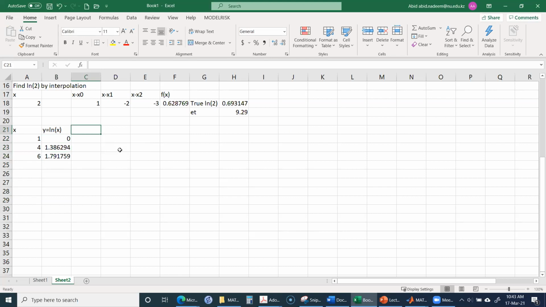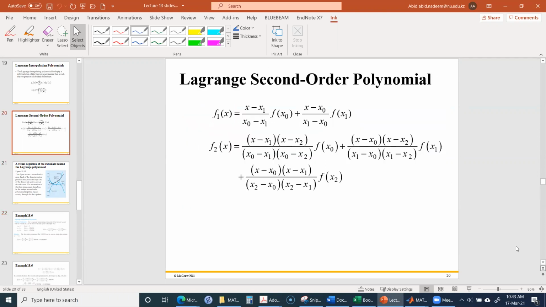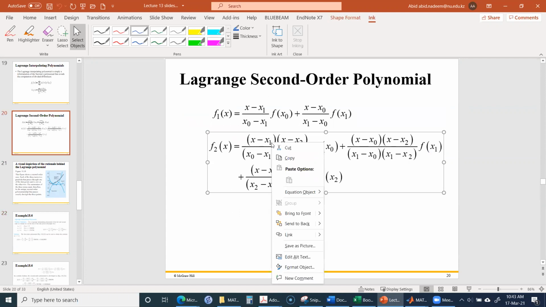Okay, so now in this Lagrange polynomial, we have this formula. Although we know the form of the formula, the formula is like this, Lagrange. So this is the first order. So maybe we can do the second order as well. Yeah, this is the formula.